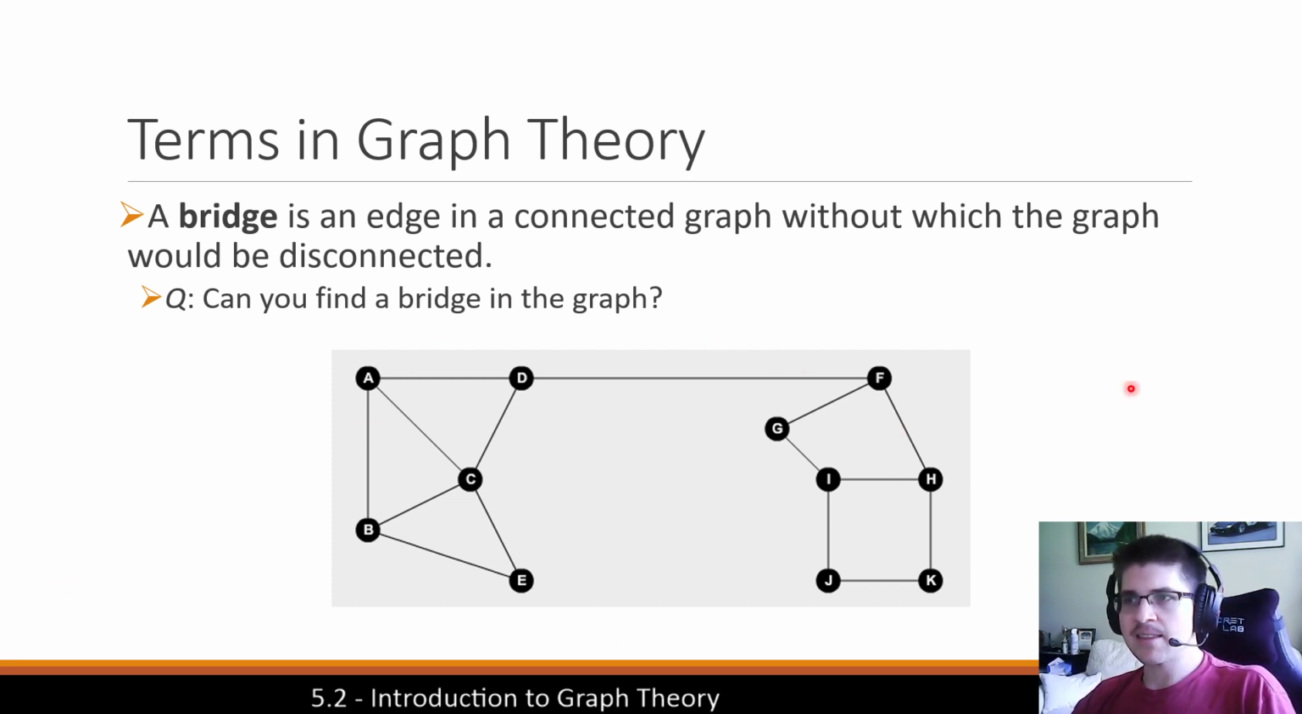Like if we're looking at this graph, we can think we have one little section over here and another section over here, and there is an edge that connects those two, right? And I can imagine if I was to delete the edge DF, that graph would become disconnected and we'd have two disjoint segments.